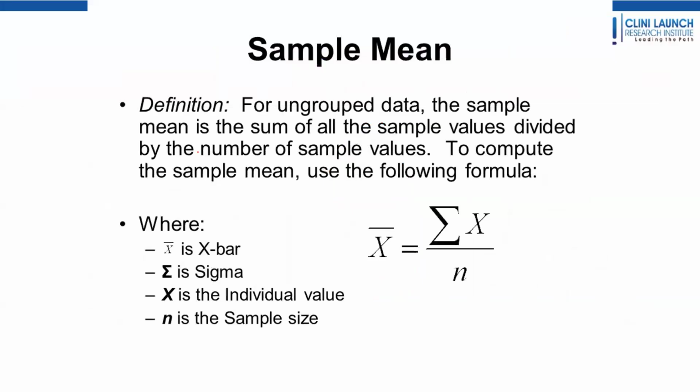So let us understand mean. There are two types of data: ungrouped and grouped. We will see grouped data later, in the next class. Today we are studying everything for ungrouped data. Now what is ungrouped and grouped data? I thought I'll say later. Let me show you the slide.